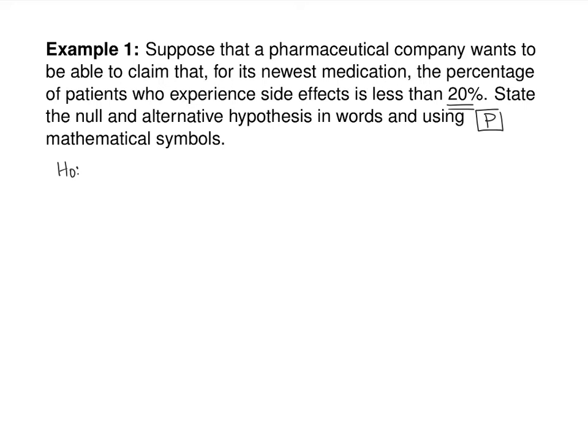So H naught, the thing that they want to disprove, is that more than that many people, proportion, have side effects. So 20% or more suffer side effects. In symbols, I want you to do this both ways. It's P is bigger than or equal to 0.2.